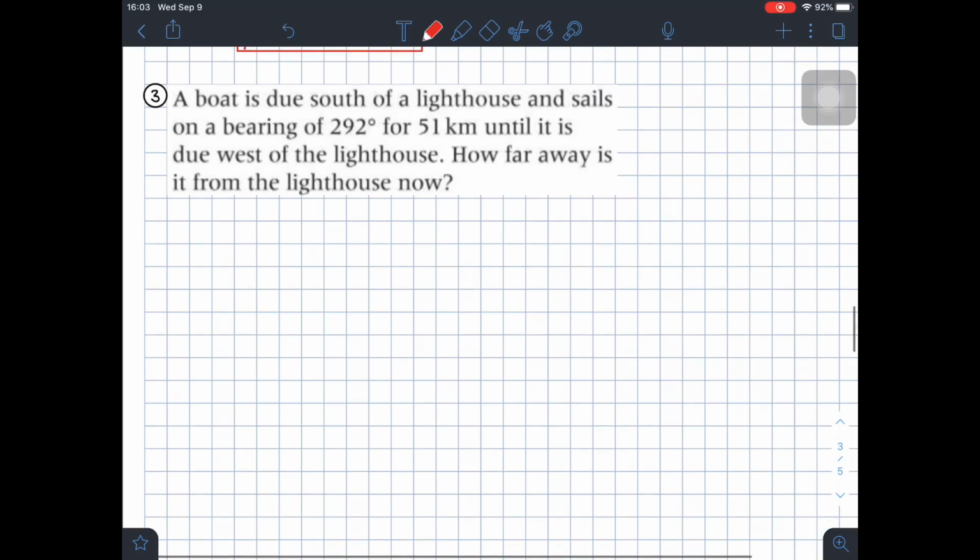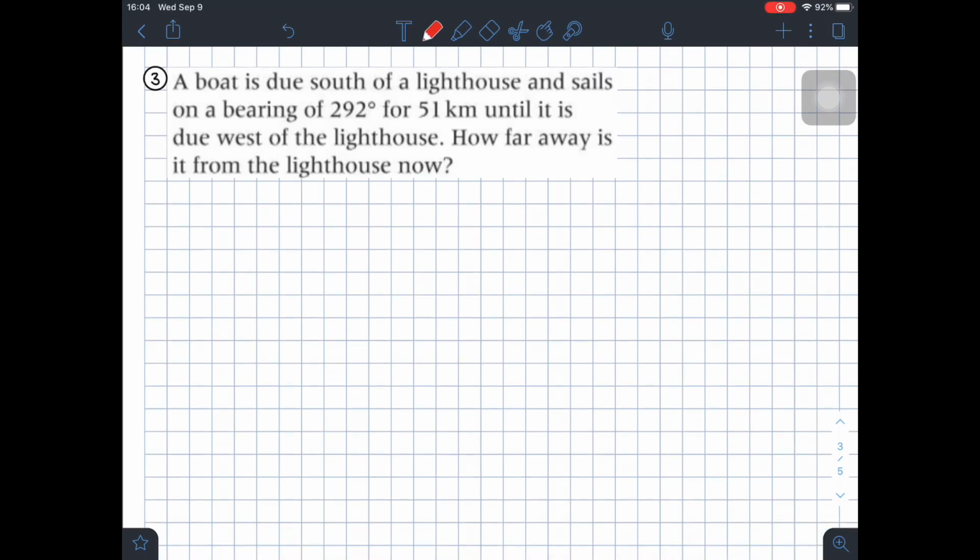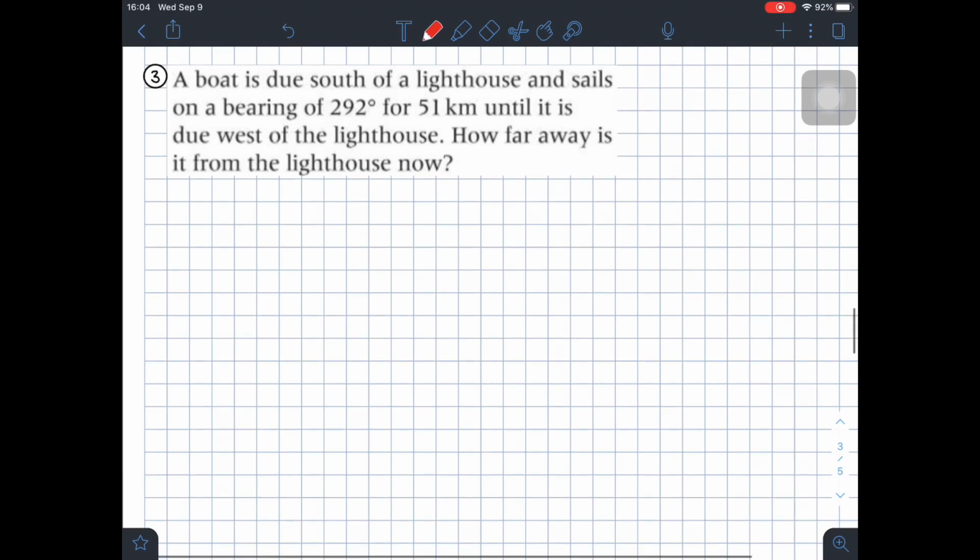Okay, so we need to really understand what's happening here in order to make a sketch that will help us solve this problem. Let's read it again. A boat is due south of a lighthouse and sails on a bearing of 292 degrees for 51 kilometers. Okay, so let me do a sketch here. We're going to say that the lighthouse is this point over here, and the boat is due south initially, right? So maybe somewhere around here we have the boat. Lighthouse and boat.